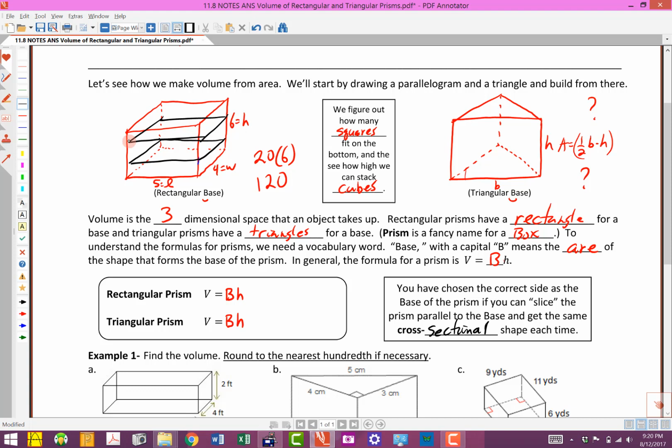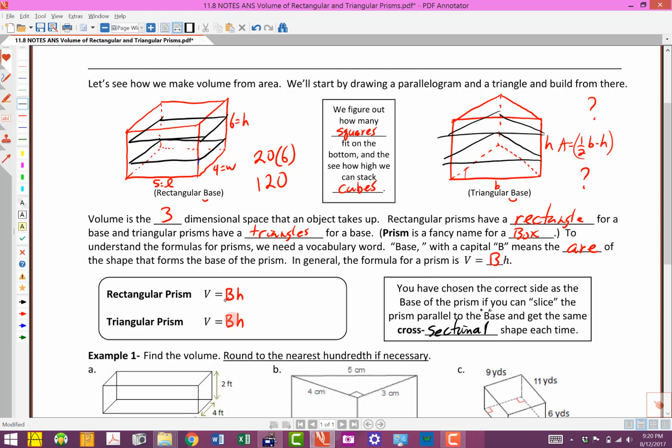Well, if I come over here and I were to slice this horizontally, here's what I get. I get a shape that's like that. And if I were to slice it right here, I get a shape that's like that. So because that's exactly the same triangular cross section all the way up and down, we know that we've selected the right side for the base, meaning big capital B right here. Okay, so we know that this is a triangular prism because it's got triangular slices all the way up, and we know that this is a rectangular prism because it's got rectangular slices all the way up.